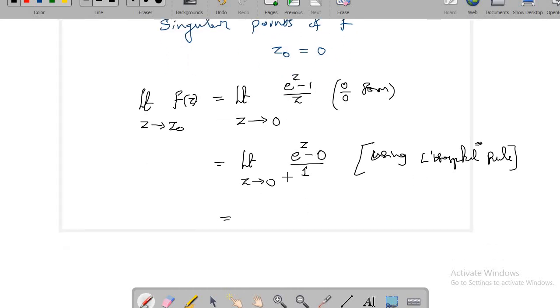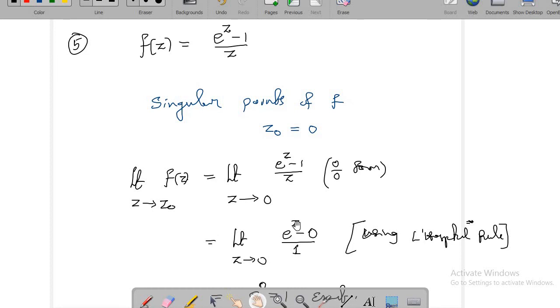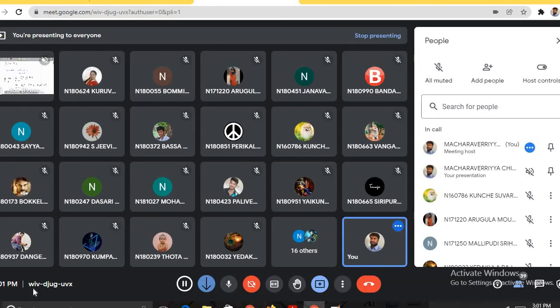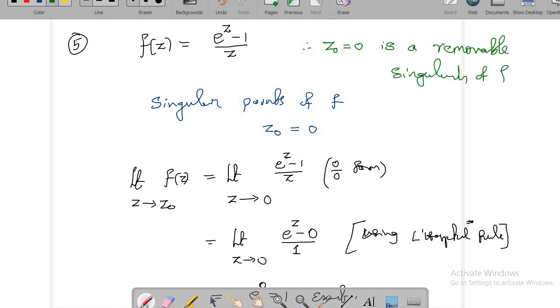So now this is equal to, now what is the limit? E power 0, which is equal to 1. Therefore the limit exists. So you can say that z equal to 0 is what kind of singularity? Removable. Exactly. So therefore the conclusion is z equal to 0 is a removable singularity of f of z.